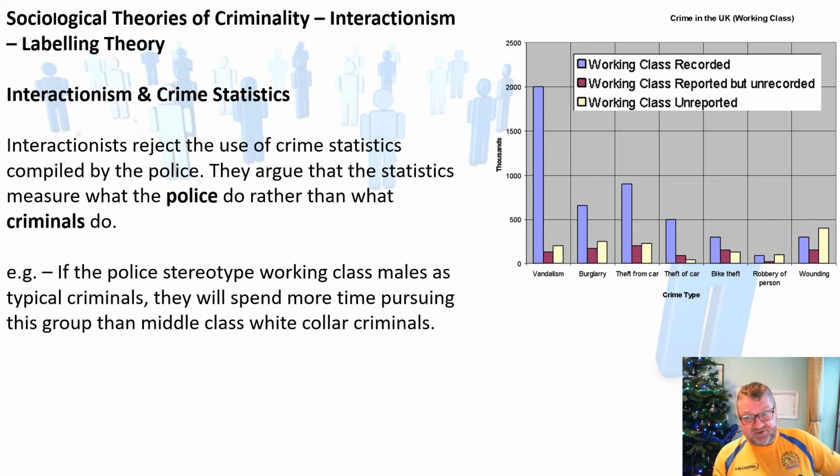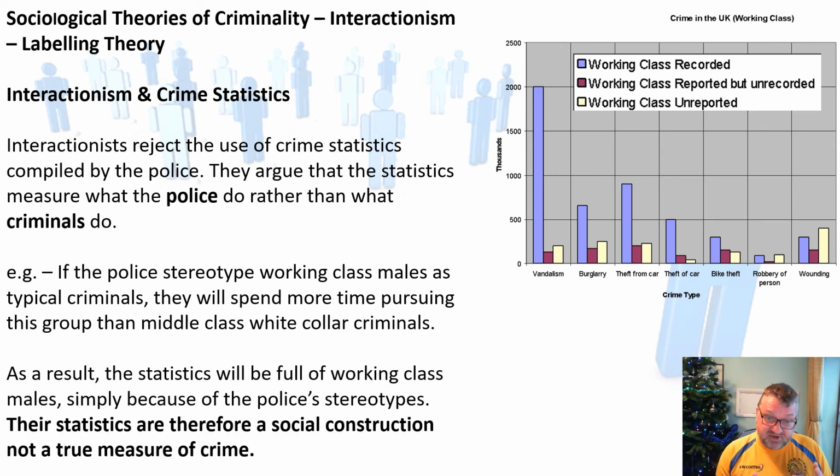So, for instance, if the police stereotype working class males as typical criminals, what they'll do is they'll spend more time pursuing this group than, let's say, middle class white collar criminals. So as a result, the statistics will be full of working class males purely because of the police's stereotypes that crime is committed by them. So therefore, their statistics are a social construction and not a true measure of crime. Hopefully that makes sense.